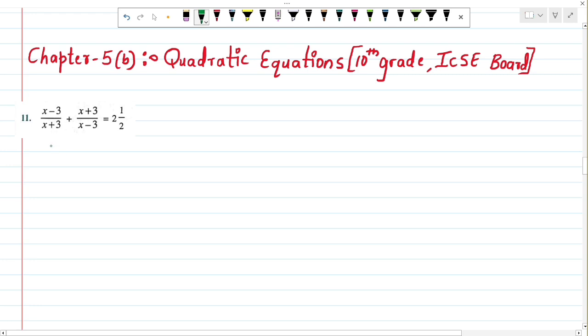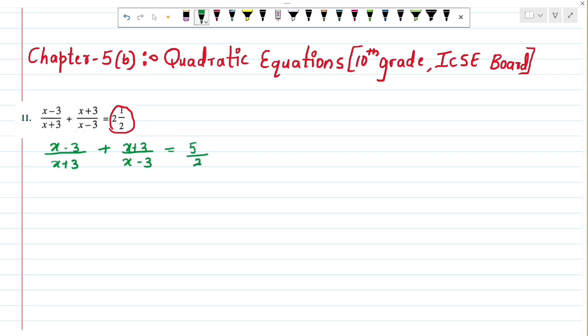First we will write the equation (x minus 3) divided by (x plus 3) plus (x plus 3) divided by (x minus 3), which is equal to, so this is given in mixed proportion, right? So we will make it the simplified one, that is 5 divided by 2. So now what we will do here is we will cross multiply them and we will write the solution.